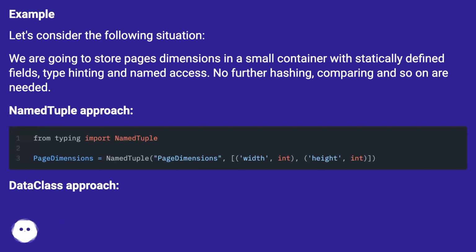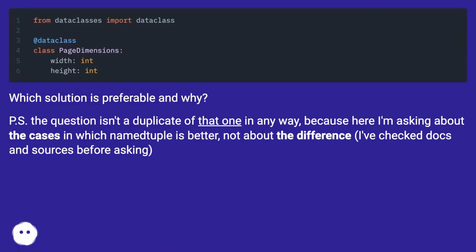Example. Let's consider the following situation. We are going to store page dimensions in a small container with statically defined fields, type hinting and named access. No further hashing, comparing and so on are needed. NamedTuple approach. Data class approach. Which solution is preferable and why?